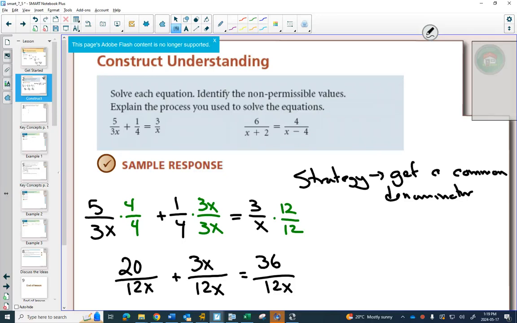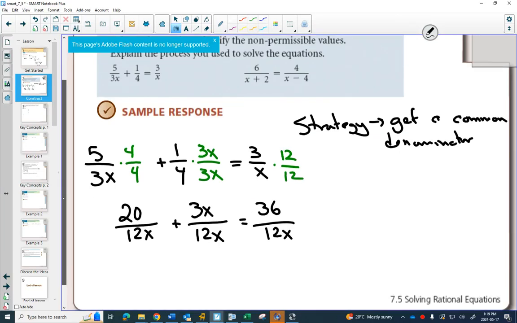Now, if you have a common denominator like this, before I do any other math, I can multiply both sides by 12x, which would multiply every single term if I distributed. If I multiplied everything, both sides by 12x, can you see that this 12x would cancel out, this 12x would cancel out, and this 12x would cancel out? Brilliant. Why is that so amazing?